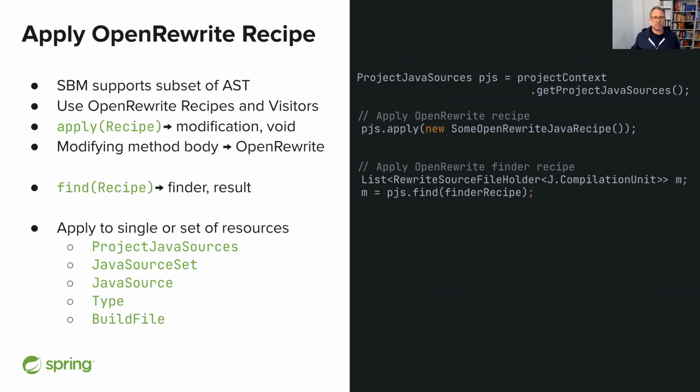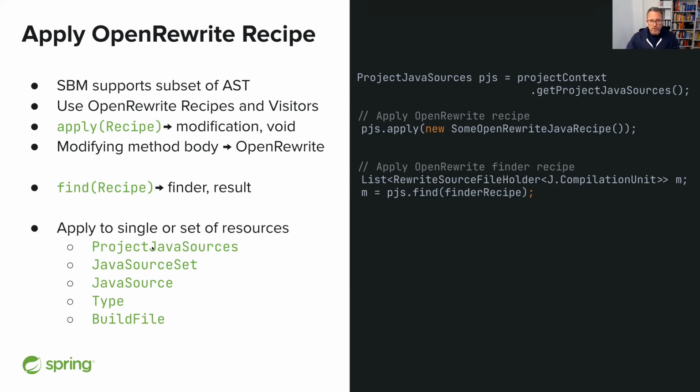I mentioned it's possible to run OpenRewrite recipes from inside Spring Boot Migrator. We have different representations of resources, and some of them have a so-called apply and maybe a find method. Apply actually does a modification, like the resulting resource looks different than the given resource. But there's also something that's just finding something. It doesn't really change something. It just gives you something back. And in OpenRewrite, these are different things. So you can do apply to provide a recipe to change something, or find to get back some results.